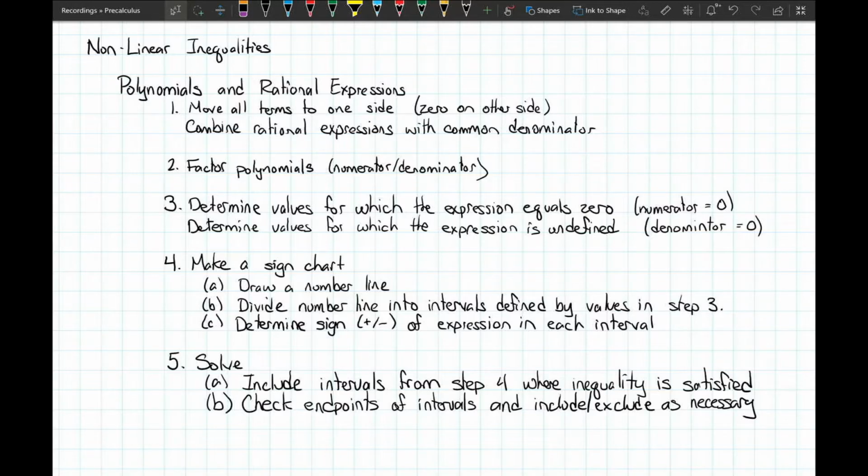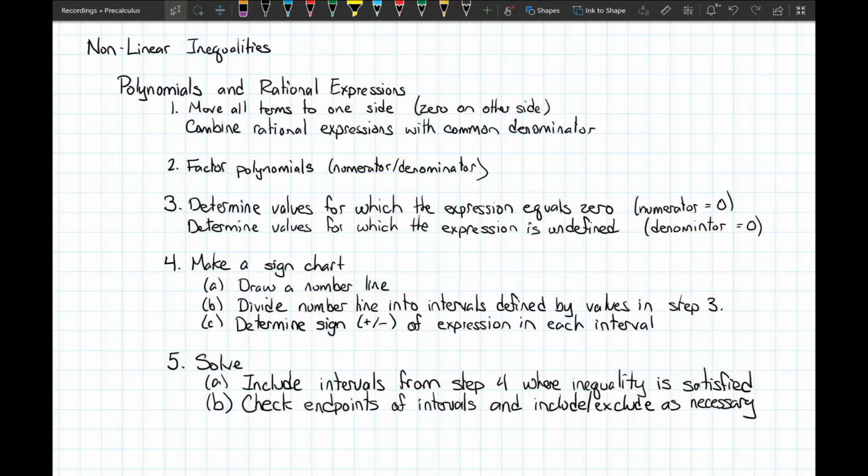And in step 4, we're going to take all of those values where either the expression equals 0 or is undefined and make what we call a sign chart. We're going to take a number line and put all of those values on from step 3. And in between all of those values, we end up getting intervals. And we're going to determine whether the expression is positive or negative in each of those intervals. And once we've got that, since we're comparing something to 0, it's much easier to figure out which of those intervals is the correct sign. If we want to be greater than 0 or less than 0, we figure that out by looking at the sign chart. And then it's just a matter of checking the endpoints to see whether or not we include them.